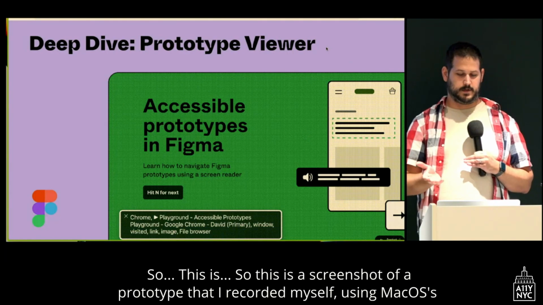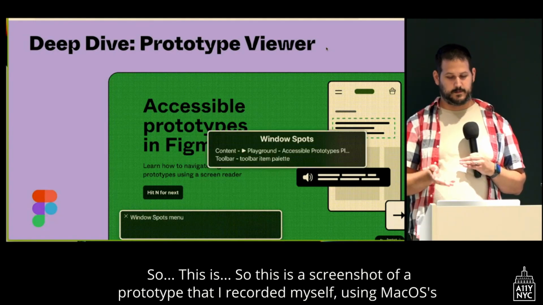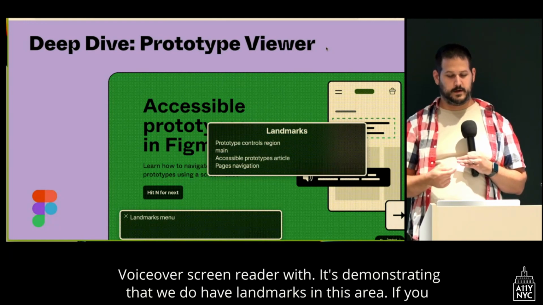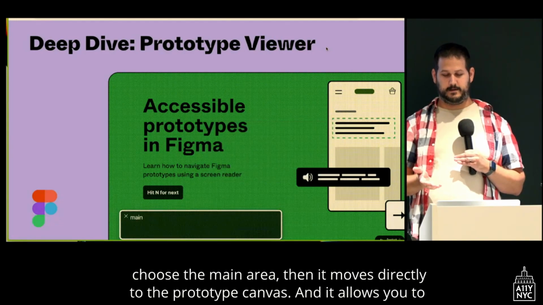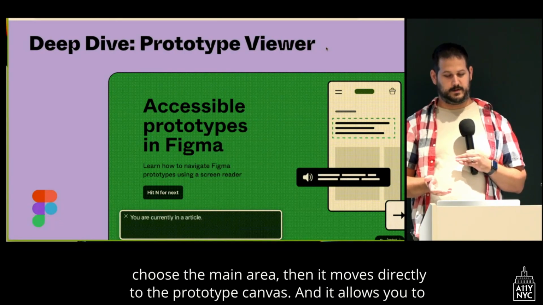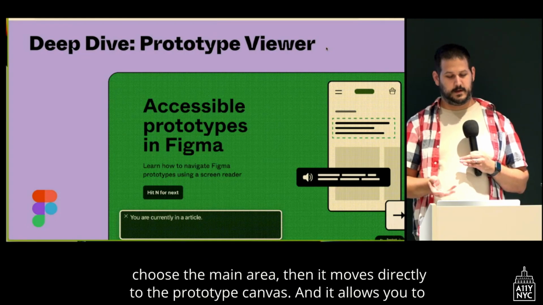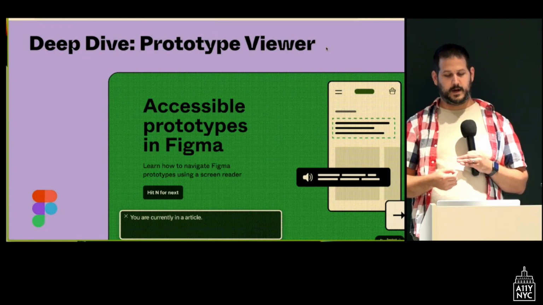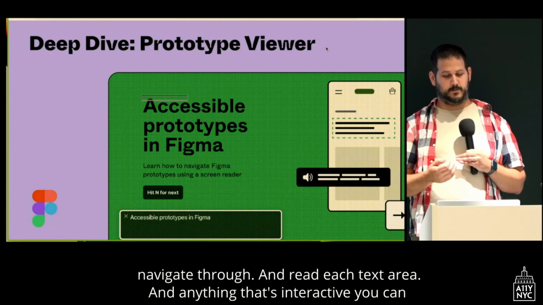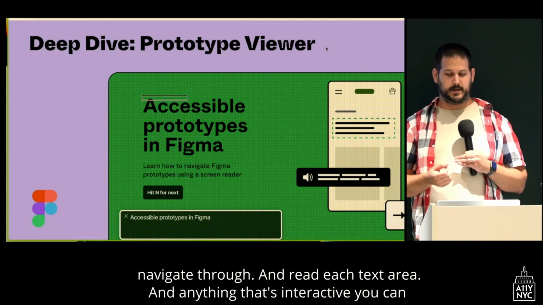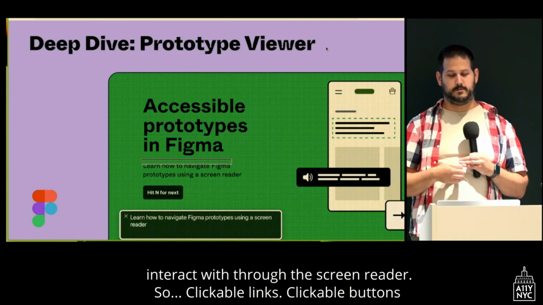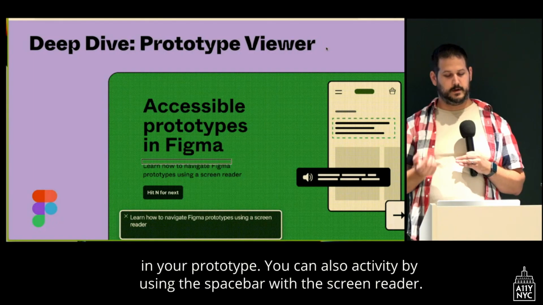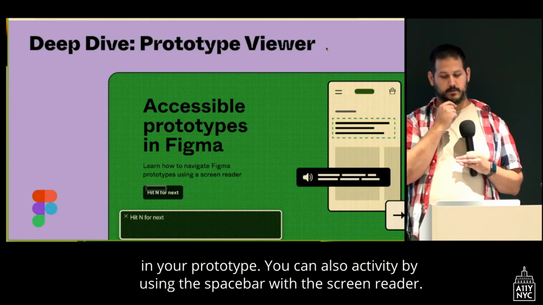So this is a screenshot of a prototype that I recorded myself using macOS's VoiceOver screen reader. It's demonstrating that we do have landmarks in this area. If you choose the main area, then it moves directly to the prototype canvas, and it allows you to navigate through and read each text area. And anything that's interactive, you can interact with through the screen reader. So clickable links, clickable buttons in your prototype. You can also activate by using the spacebar with a screen reader.